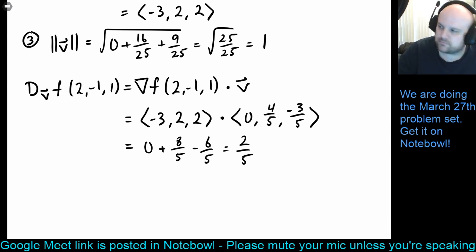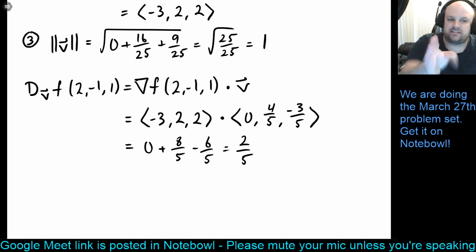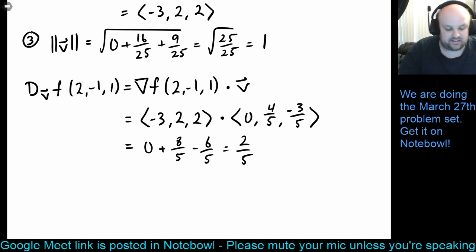So this is just saying if we start walking in the same direction that v is pointing, this is how fast, if we think of f as an altitude function, that works a little less when it's 3 variables, but if we move in the direction of this vector, this is how fast the function's changing.